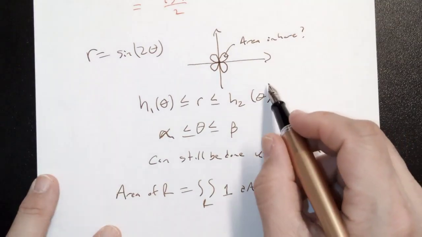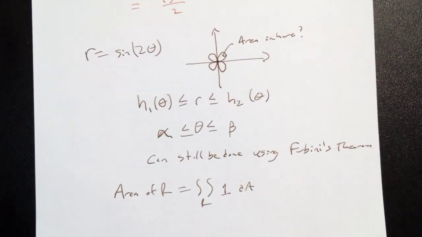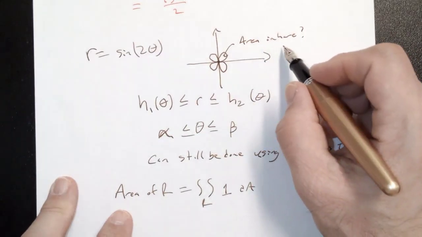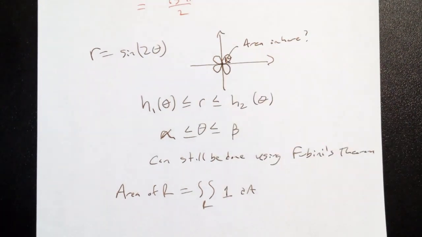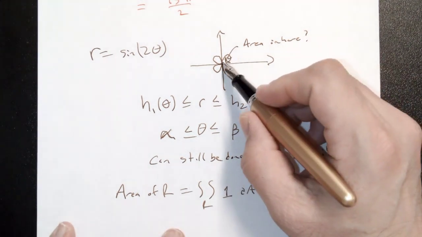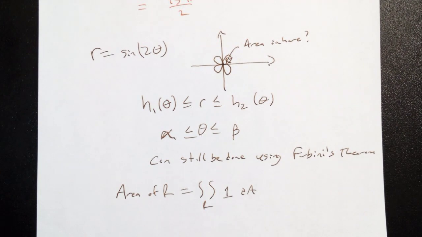So I need the description for the region here. If this one petal is my region, R, how can I describe that with my little fan? If I'm going to just find the area inside this one petal, what are the limits of my integral? You know, we go out and then we go from one angle to the other. What's my in and out?